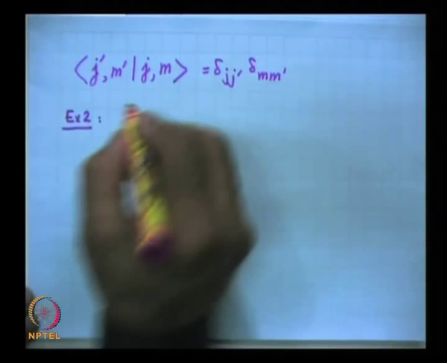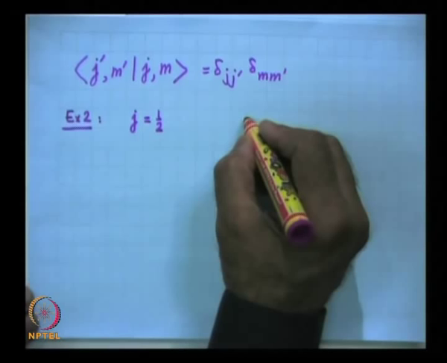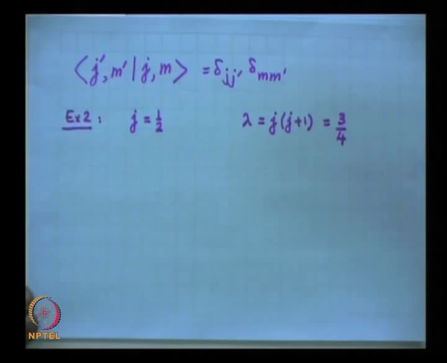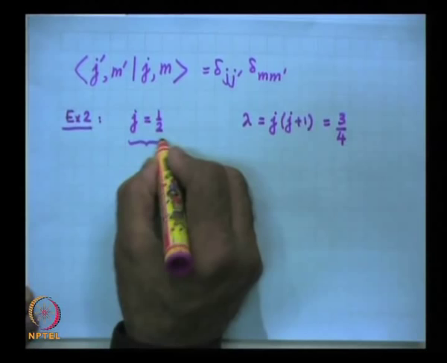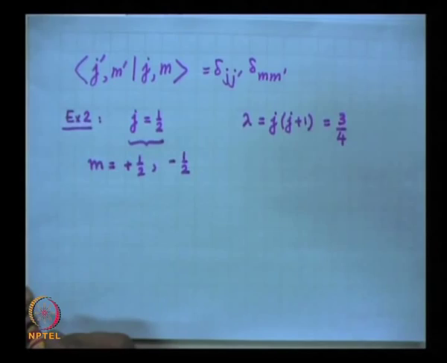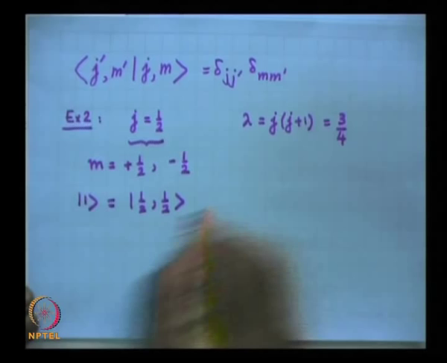Now, let me take the second example, corresponding to the angular momentum J equal to half. So, the eigenvalue lambda is equal to J into J plus 1, the eigenvalue of the operator J square, and there are 2 eigenkets. The 2 M values are M equal to plus half and minus half. So it has two orthonormal vectors. One we represent by ket 1, which is equal to half half, and the second is half minus half.